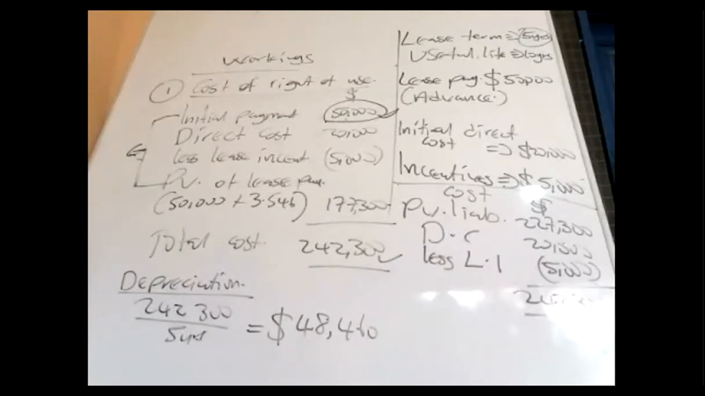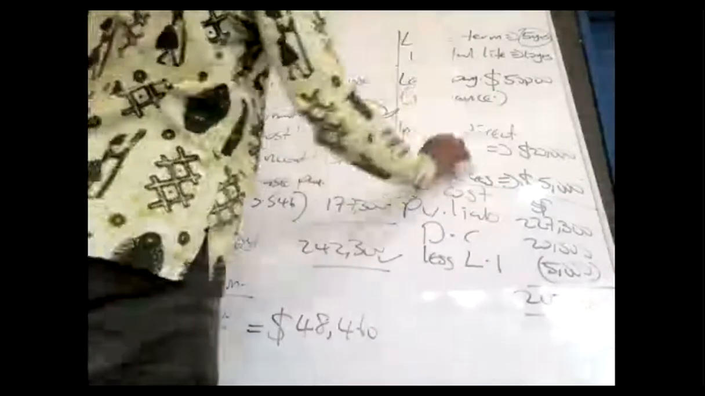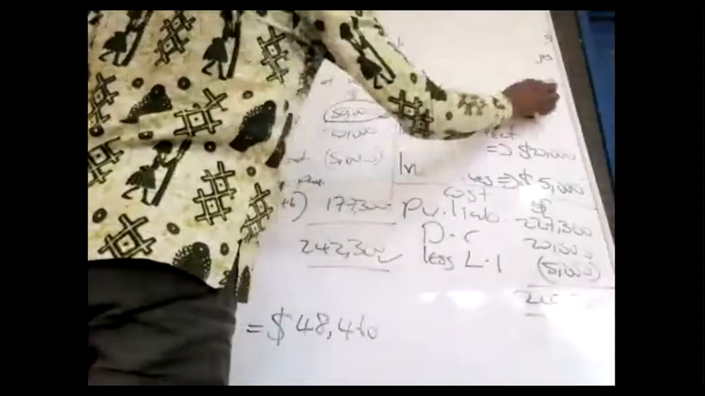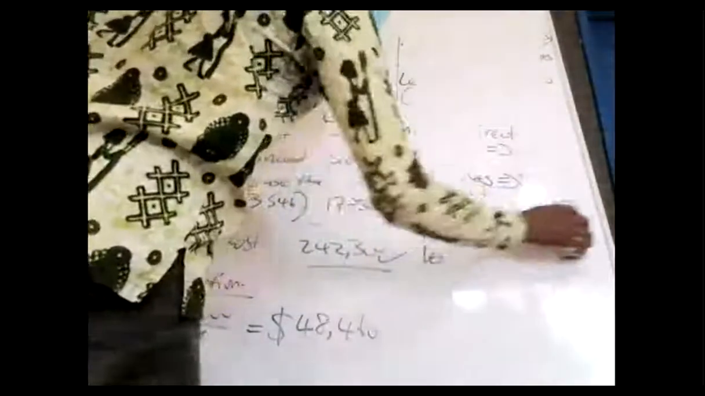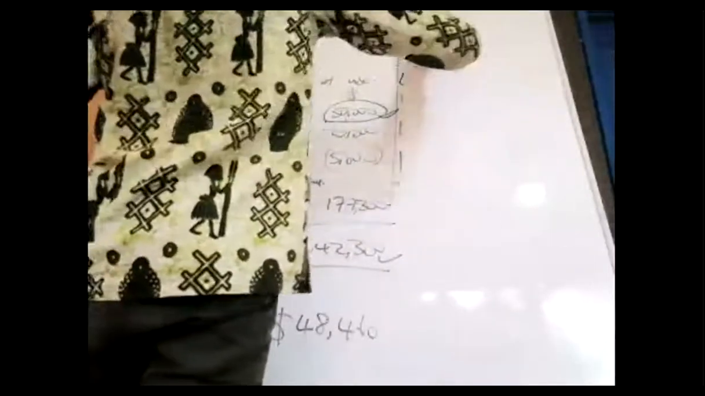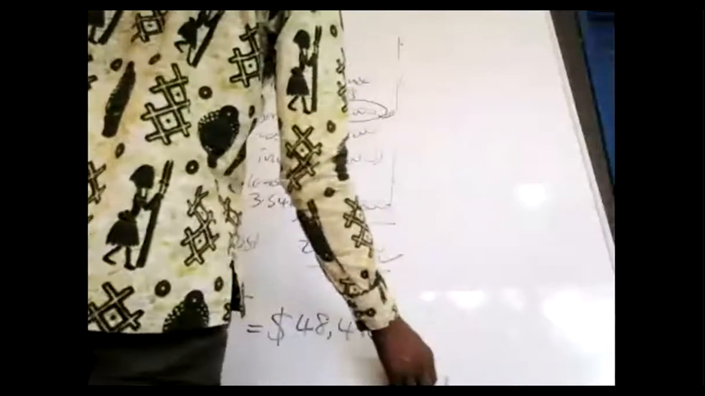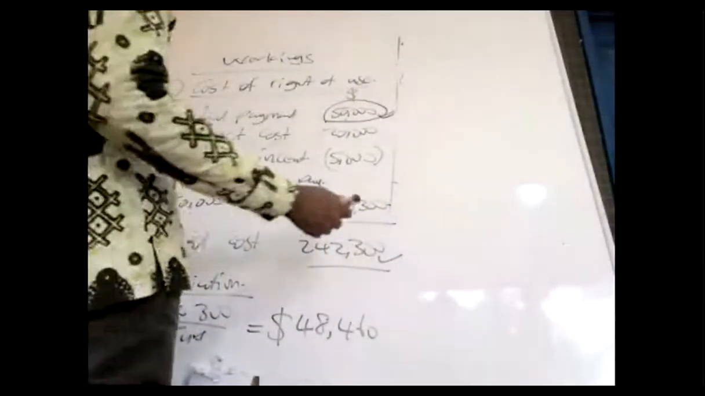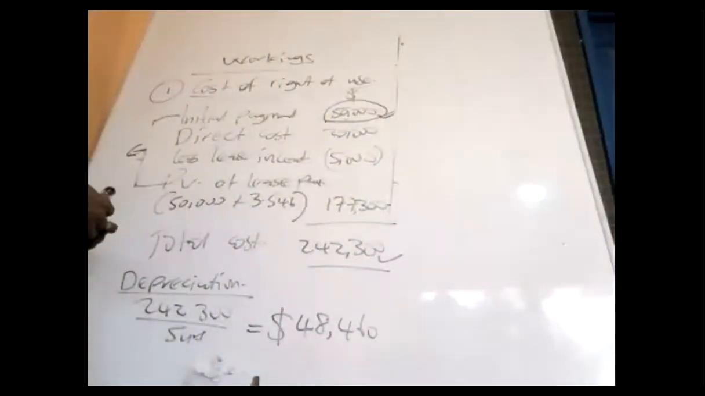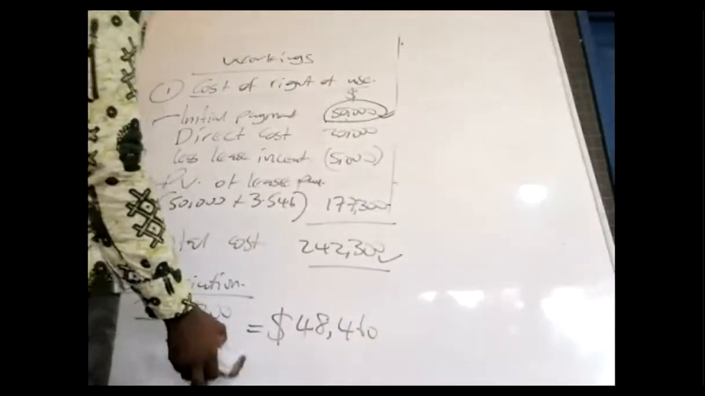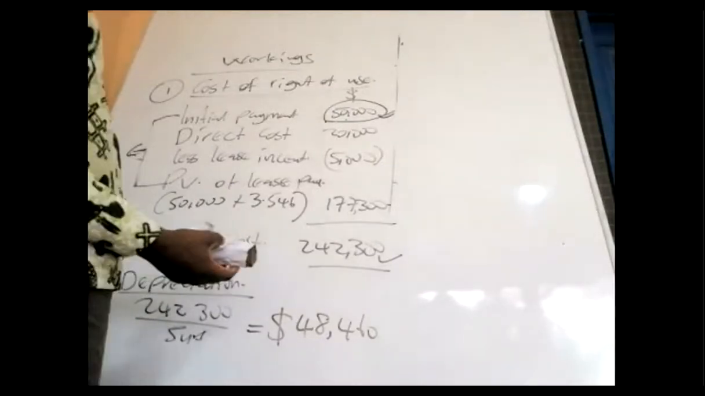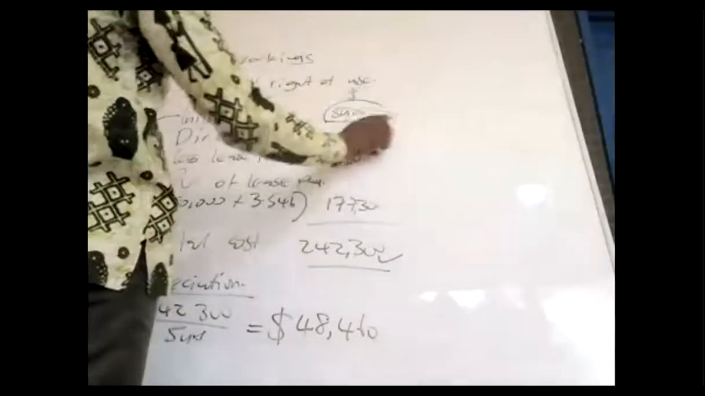How to find the three items, the three stubborn ones. Let me write their names here. The three stubborn ones: the finance cost, the non-current liability, and the current liability. Okay. So we're going to provide workings and look for those figures.